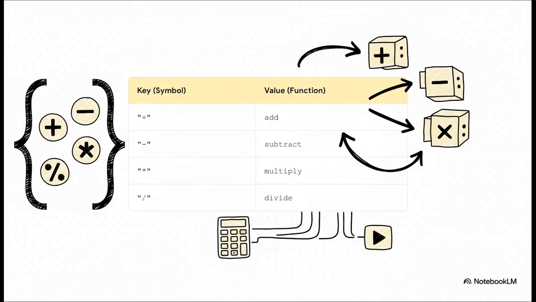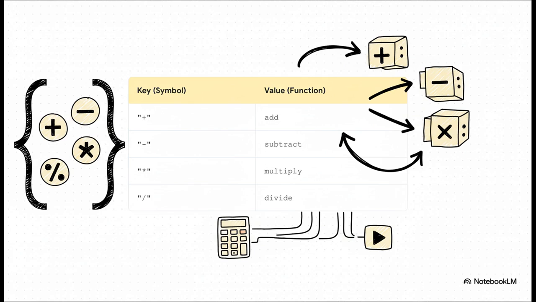And here is exactly what that looks like in the code. We create this dictionary called operations. The keys are just the text symbols the user is going to type, like the plus sign, and the values. Now, this is the really clever part. The values are the names of our functions themselves. Notice there are no parentheses after them. We are not calling the functions here.